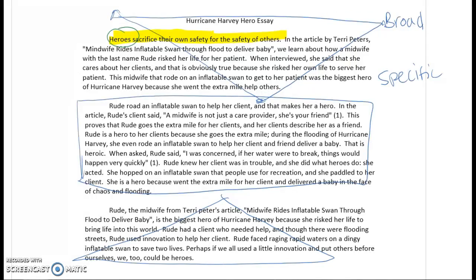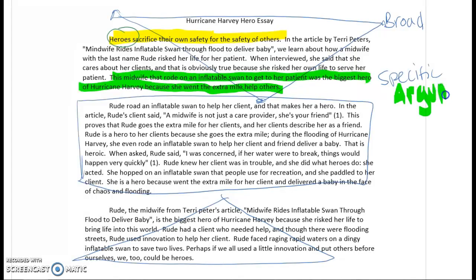She then says some other sentences that we'll talk about later, but she ends it with a very specific sentence. She said the midwife that rode an inflatable swan to get her patient was the biggest hero of Hurricane Harvey because she went the extra mile to help others. Went from super broad to super specific. She made her argument. Okay?